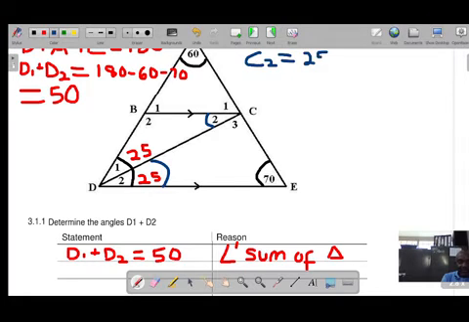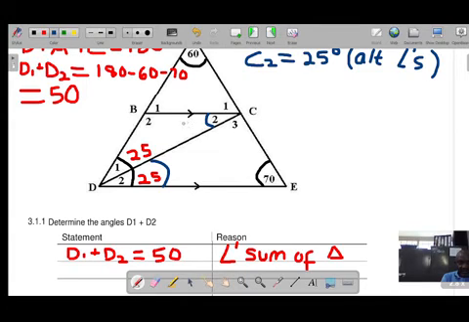25 degrees. C2 is 25 degrees. So now don't forget the reason. Reason is what? Alternating angles. Okay. Now let us proceed. Now I have my C2, which is now 25.